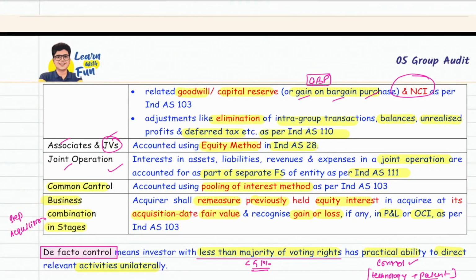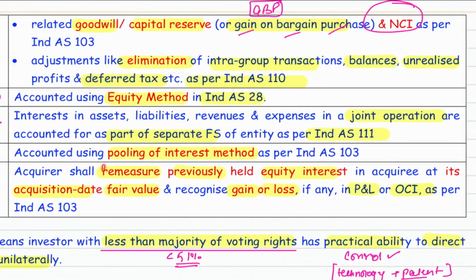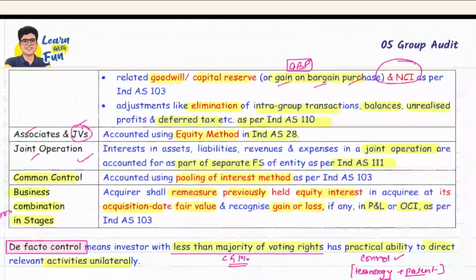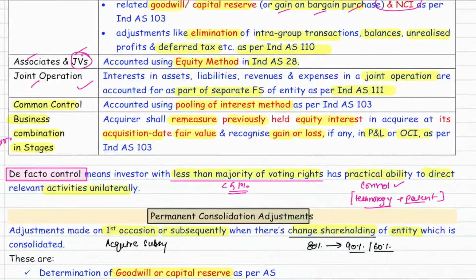The common control method is called the pooling of interest method, and business combination in stages is called step acquisition. What do we need to do? Sir, remeasure the previously held equity interest. When you remeasure it at fair value on the acquisition date, it will lead to some gain or loss, which needs to be recognised in the P&L or OCI. Okay, so this is what you need to do. Then we understood the concept of de facto control. When you have less than 51% of the voting rights, still you have the ability to control and direct the activities. Then, sir, it is de facto control.